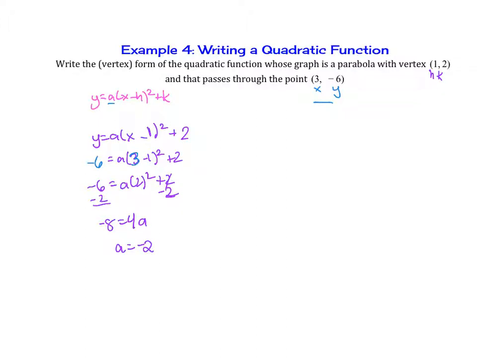So now we can write the final equation. y equals negative 2 times (x minus 1) squared plus 2.